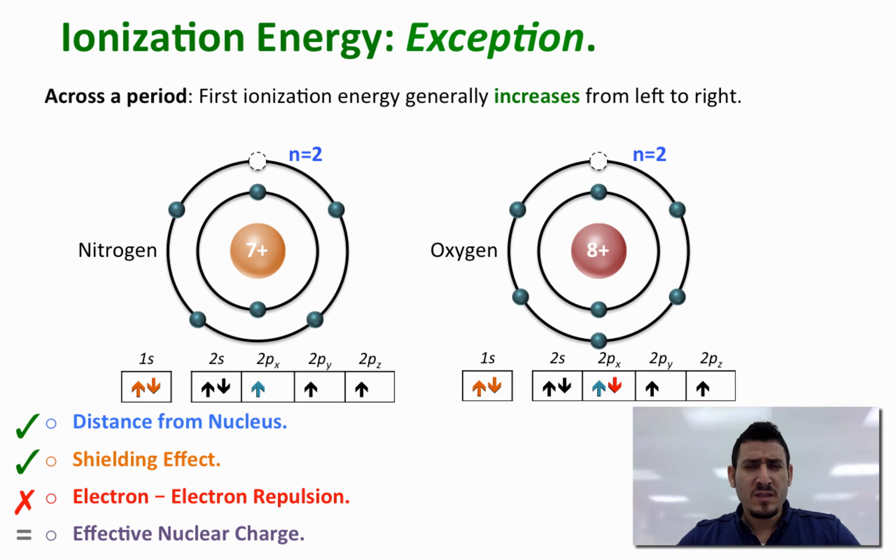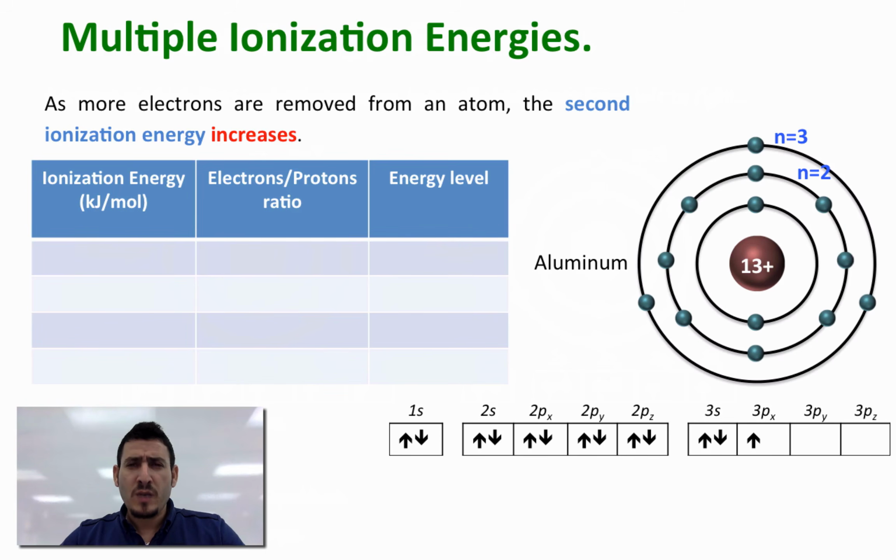Now let's discuss the multiple ionization energies. As more electrons are removed from an atom, the second ionization energy increases. Not only the second, but the third and the fourth, and so on. Let's take a look at the following example. If we discuss aluminum now, and we remove the first electron from the energy level n equals 3, the energy required to remove it is 577.5 kilojoules per mole.